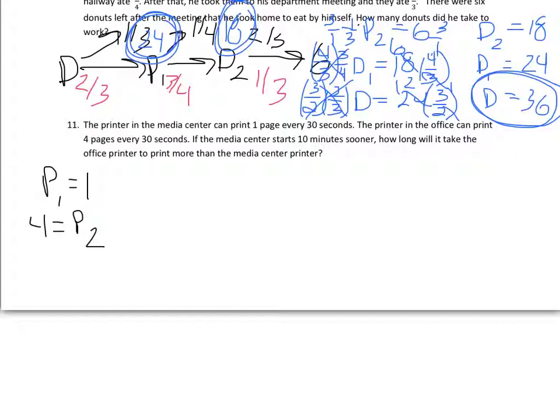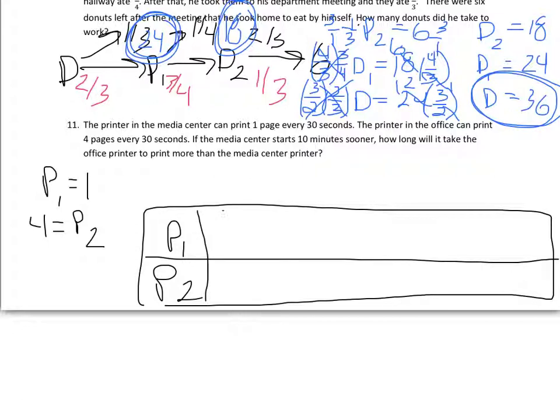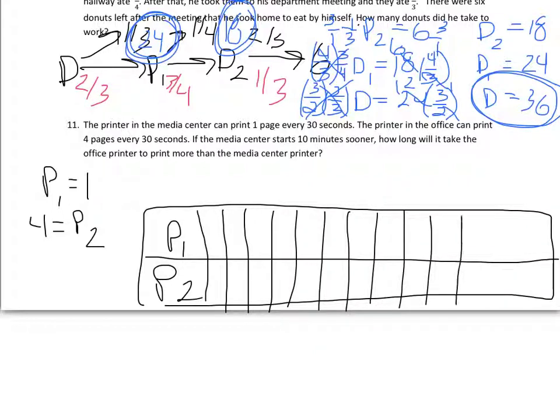So this, to me, classically looks like a table, so I'm going to draw a table. We'll use the media printer as P1. The printer in the office is P sub 2. Hopefully that's going to be enough boxes. So we're going to do minutes up here.